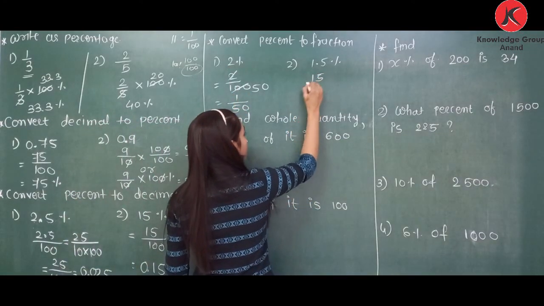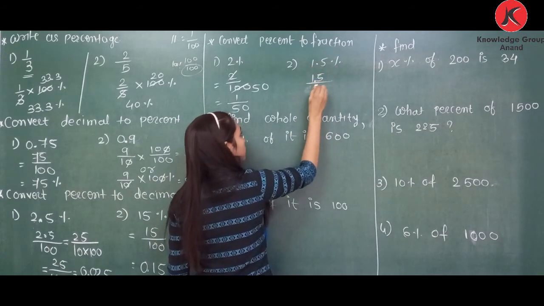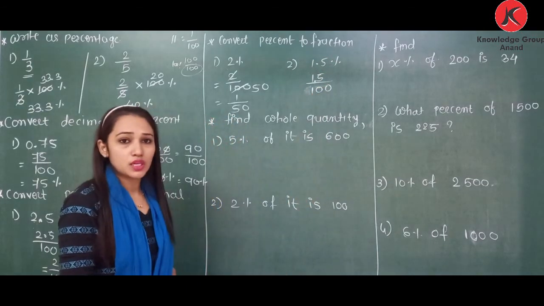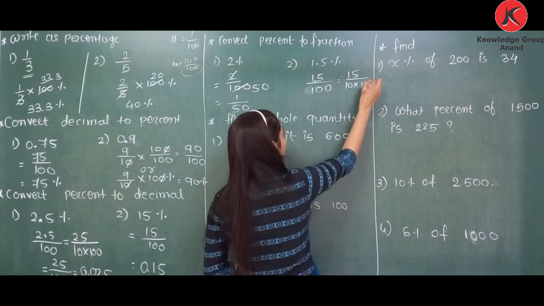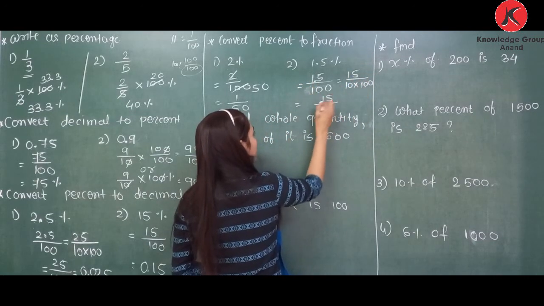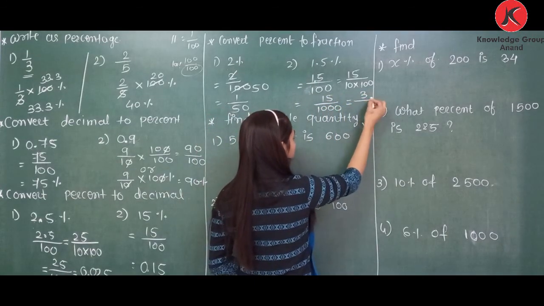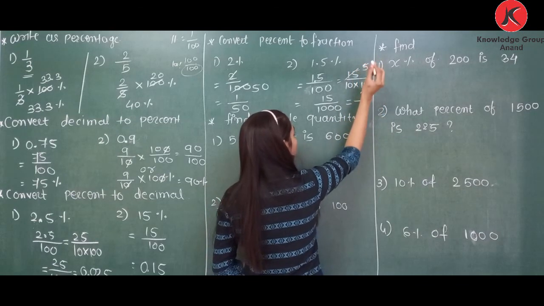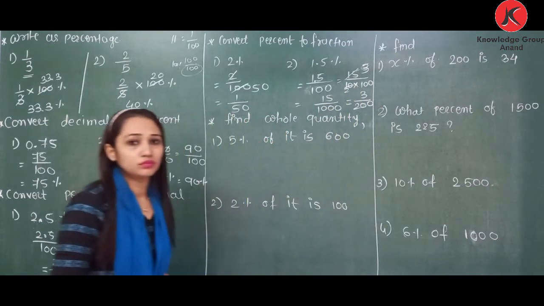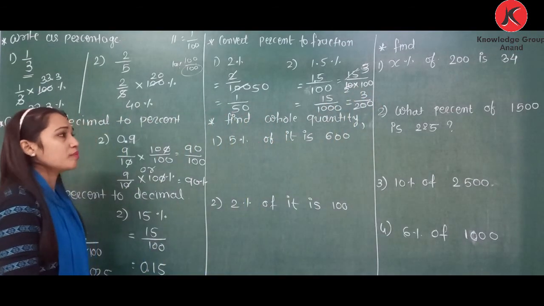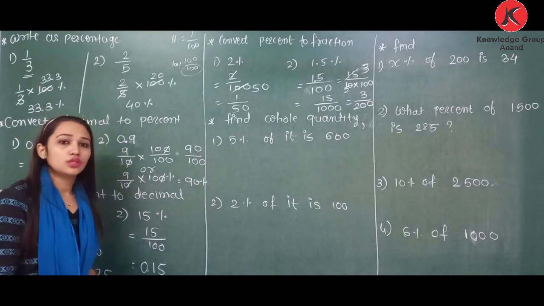1.5% is 1.5 divided by 100 because it is a percentage. 1.5 means 15 by 10, and 100 is there, so 15 by 1000. Here you can cut the common factor 5: 15 is 5 times 3 and 1000 is 5 times 200. So the fraction is 3 by 200. You can cut the common factor between 15 and 1000, so you will get 3 by 200.